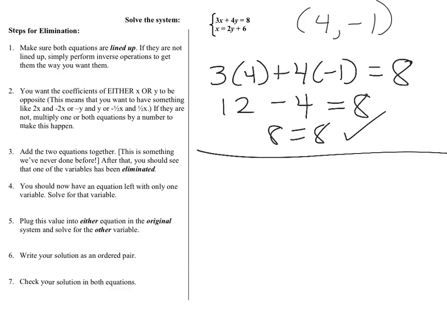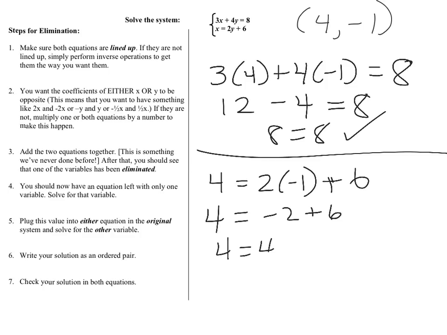But it's not good enough, it's got to work in the second one as well. So I'm going to put 4 in for x, and I'm going to say 2 times -1, because -1 is y, plus 6, and I'm going to go through and do it. 2 times -1 is -2, and -2 plus 6, what do you know? It is 4. So I do get 4 equals 4. So it has to work in both. Sometimes you will find that when you solve these problems, it will work in one and not the other. It's because you made a mistake somewhere, probably in the second equation you were working with. So you just got to make sure it works in both of them.